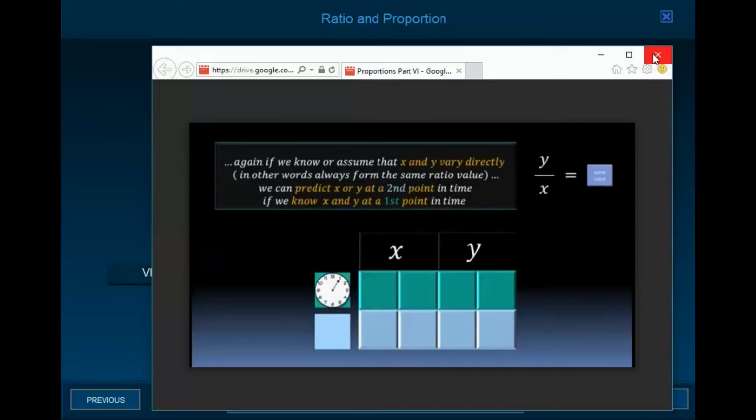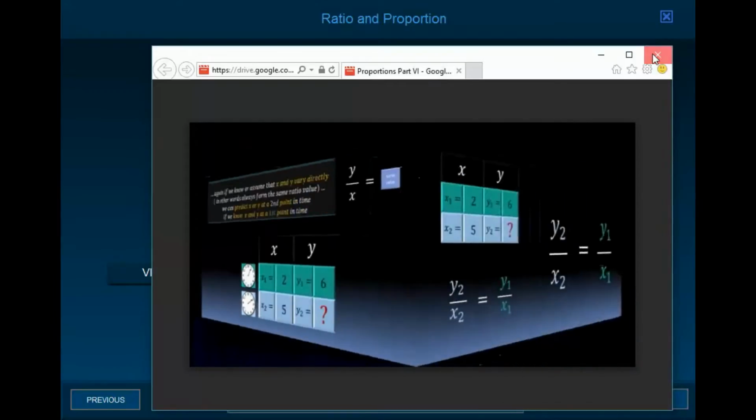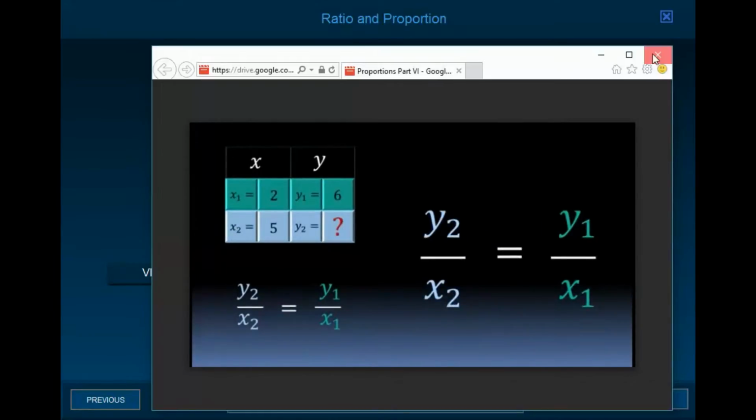If at a first point in time x has the value equal to 2, and at the same point in time y has a value equal to 6, then at a second point in time, if x has a value equal to 5, we want to find the value of y at that point in time. Let's see how we can use our proportion to begin to find the value of y at this second point in time.